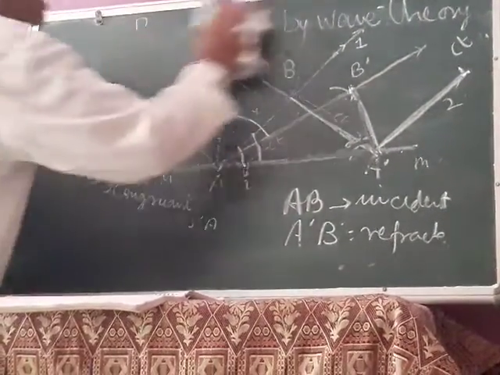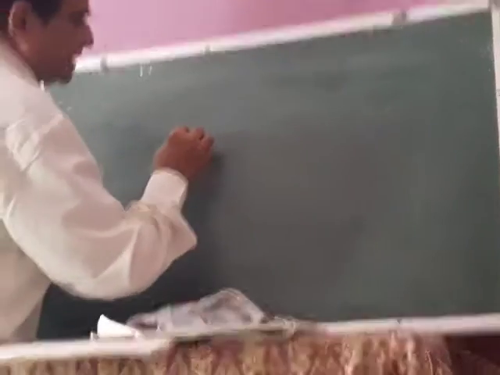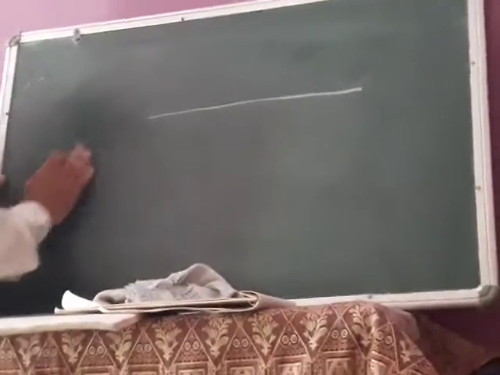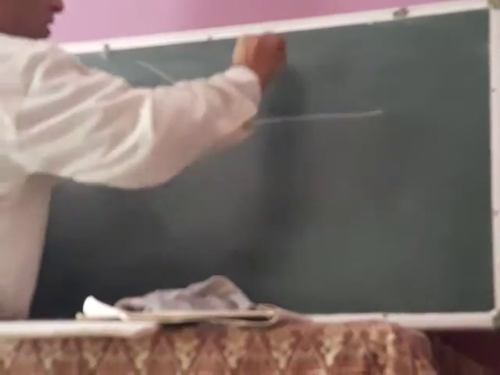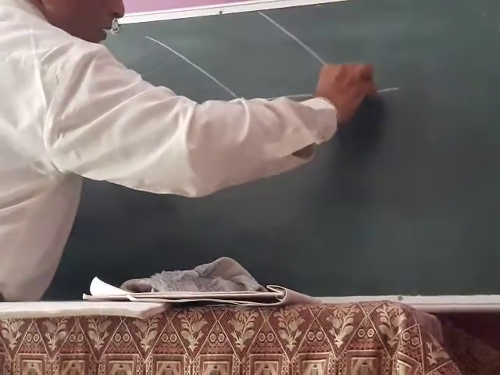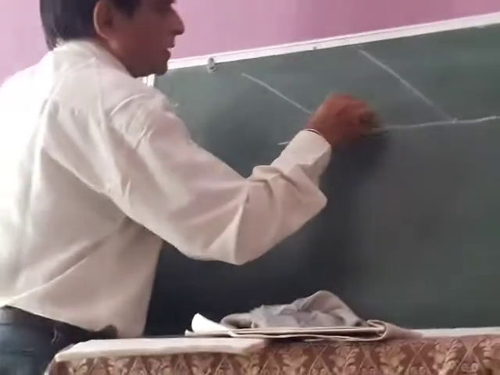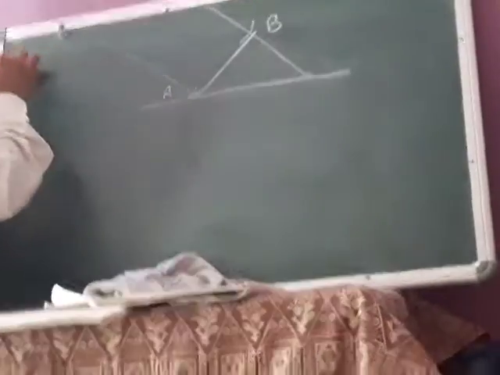Now we will take up refraction. What happens in refraction? There is a change of medium. This is the boundary of the two media. Incident wavefront. Now we can say that this is A and this is B. This is the wavefront AB. AB is the incident wavefront.